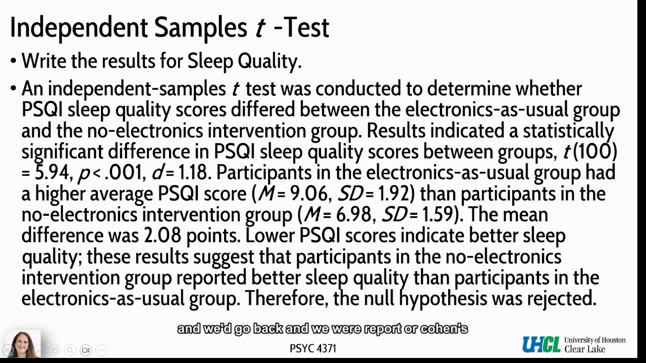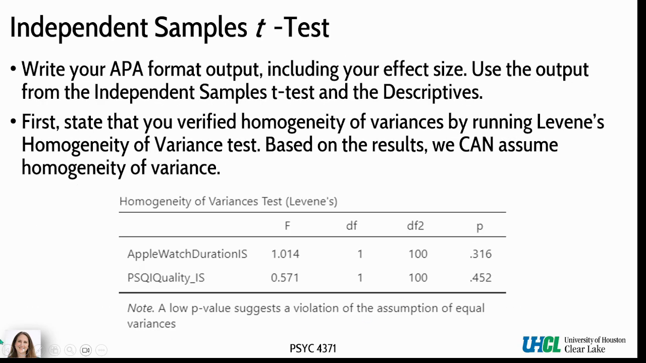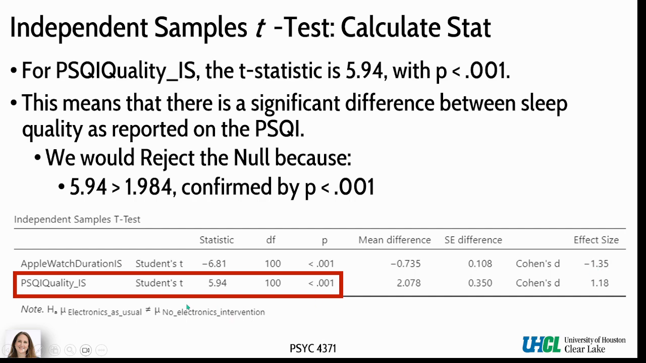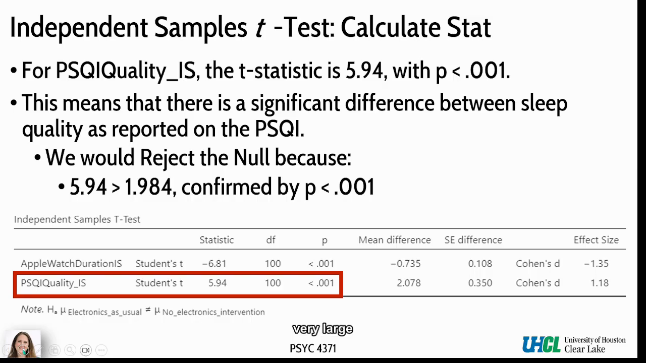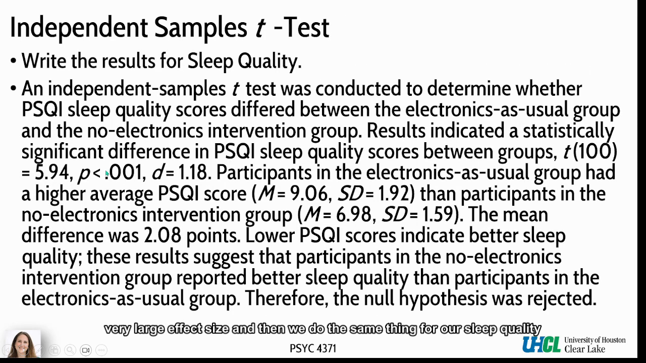And we'd go back and we would report our Cohen's d for that as well. If you go back to the results, the Cohen's d for that first one was 1.35. It was a negative 1.35. The negative doesn't matter. It's still a significant effect size. It's a very large effect size. And then we do the same thing for our sleep quality.